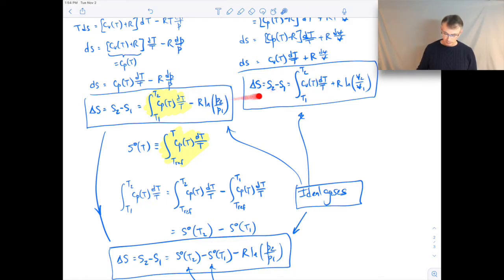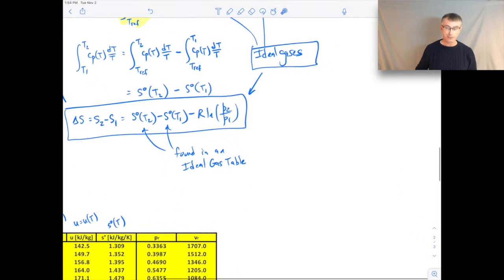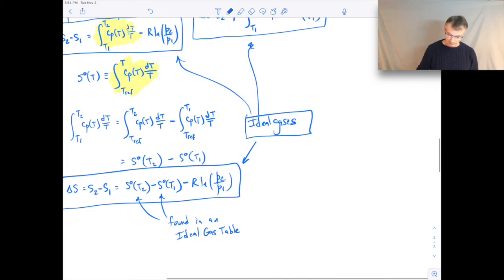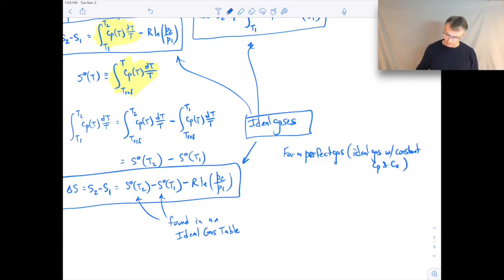So we could rewrite these two expressions for a perfect gas down here. Let me put it on this side. So for a perfect gas, and a perfect gas, again, is an ideal gas with constant CP and CV. Again, it's pretty good. It's another approximation. It's another level of approximation.